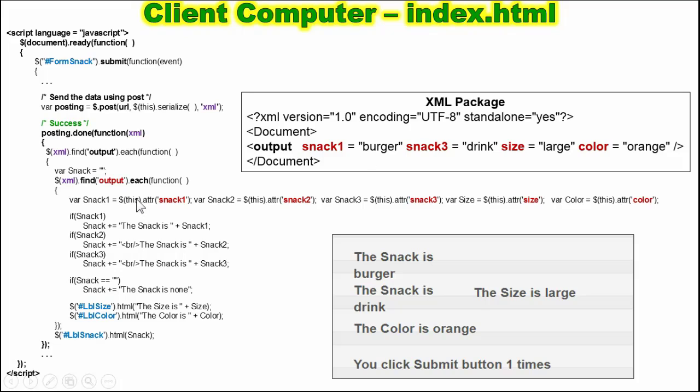The jQuery command $xml find each will find and parse the output snack1, snack2, snack3, size and color, and post it to the label lbl size, lbl color, and lbl snack.